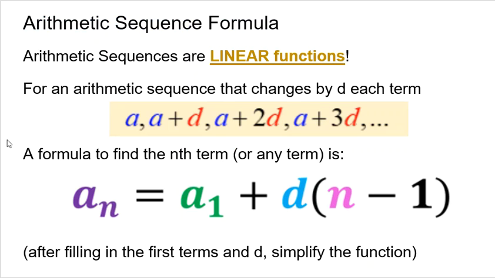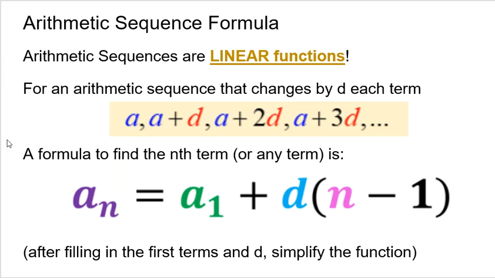Now, what we want to be able to do, and this is what I tried to emphasize in the last video, is find the nth term. And the nth term is a formula to find any term you want. And this is awesome. If you think about it, arithmetic sequences are linear functions because a linear function is a line that goes up by the same value every time. It has a common slope, and it's a consistent slope. So arithmetic sequences really are just linear functions.